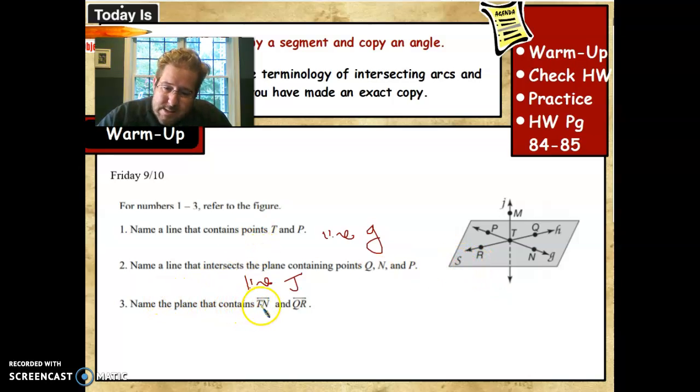The plane that contains T, N, and Q, R, I believe I just answered myself there. That would be plane S, or you could call it plane Q, N, and P.